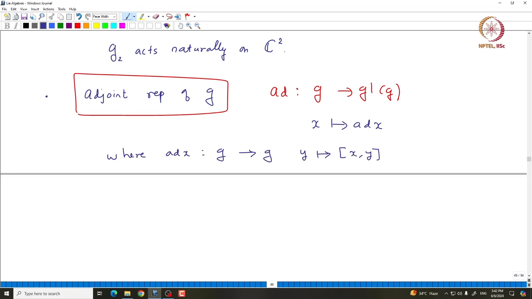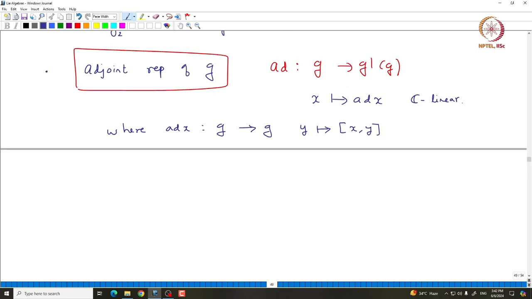It is easy to see that ad X is a C-linear map, that we have already verified. Now X goes to ad X is also C-linear. That is easy to verify because the bracket is a bilinear map. Now what we need to verify is that ad is indeed a Lie algebra homomorphism. That means ad of the bracket X, Y should be equal to the bracket ad X, ad Y, which is the same as saying ad X times ad Y minus ad Y times ad X, and this should be true for all X, Y in G.